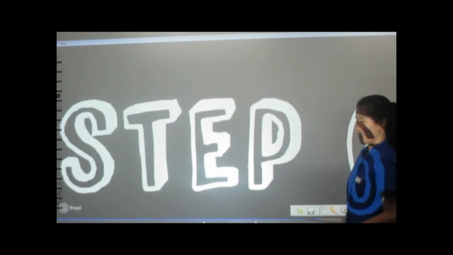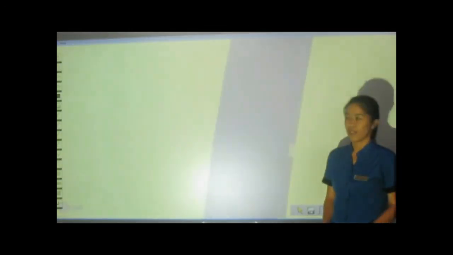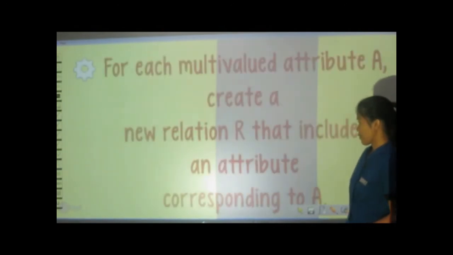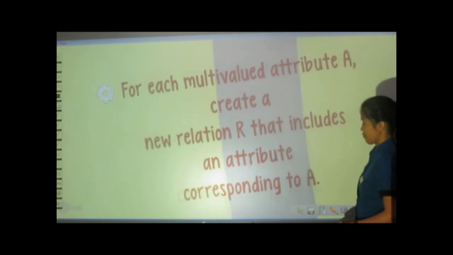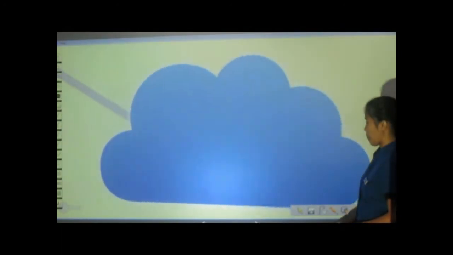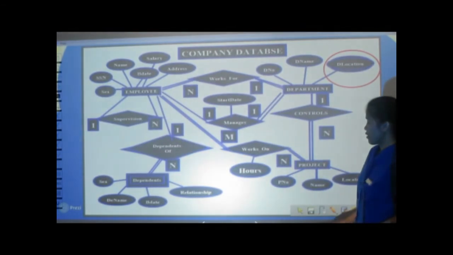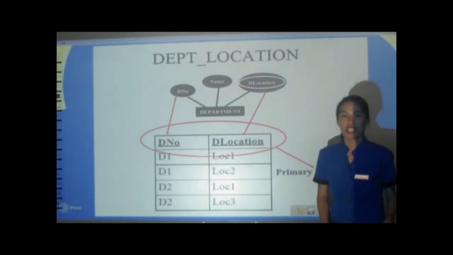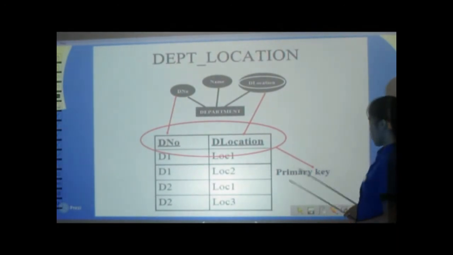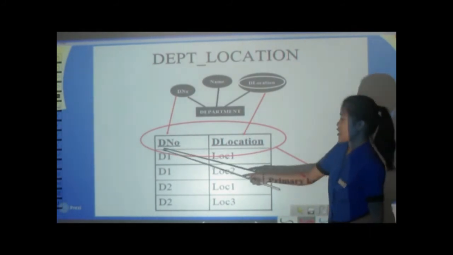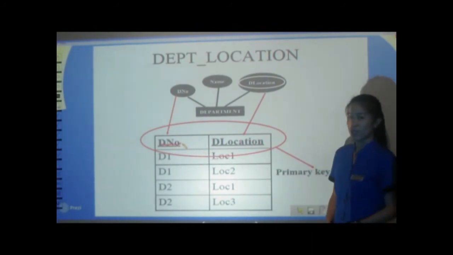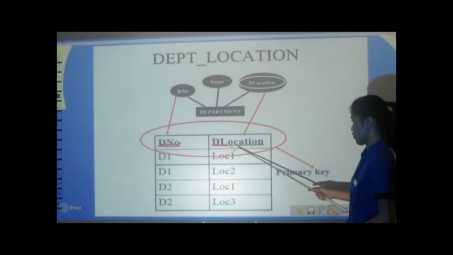Step number 6. For each multi-valued attribute A, create a new relation R that includes an attribute corresponding to A. For example, on this diagram, the example is the location of the department. It includes only the primary key of the department as DNo and the multi-valued attribute of the department which is the location.